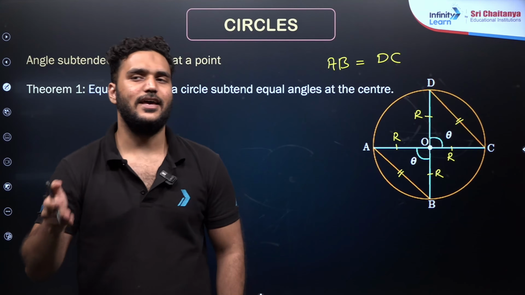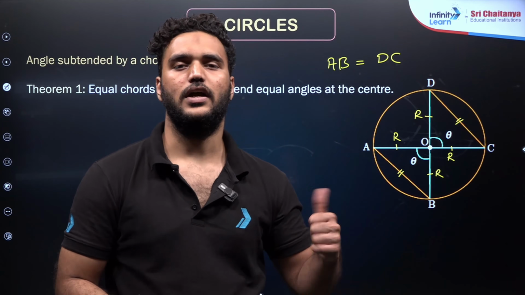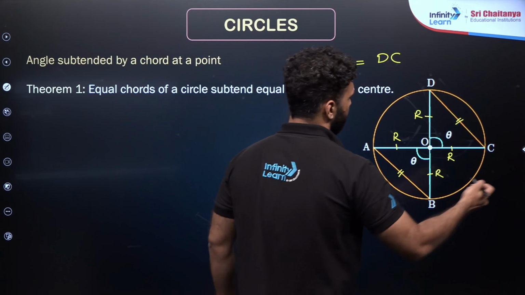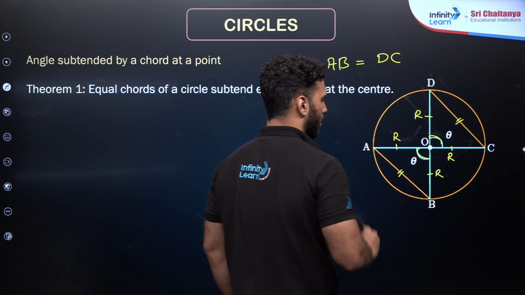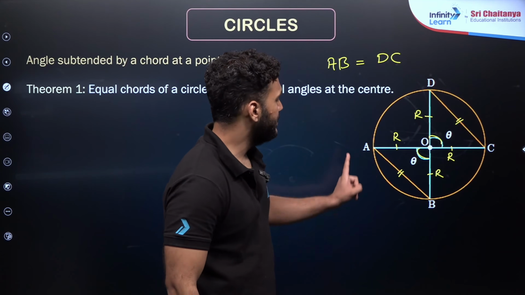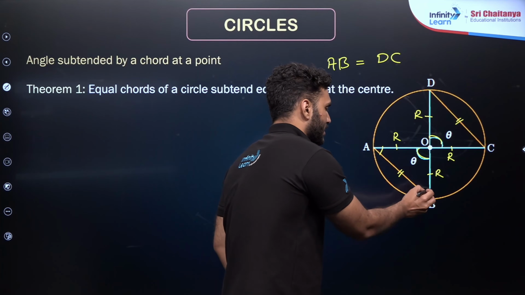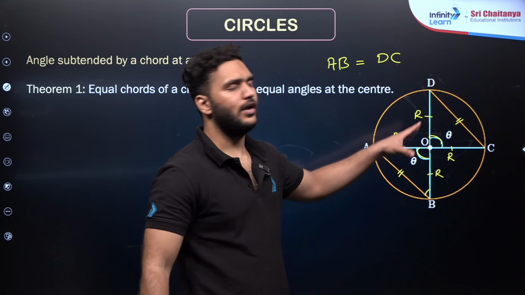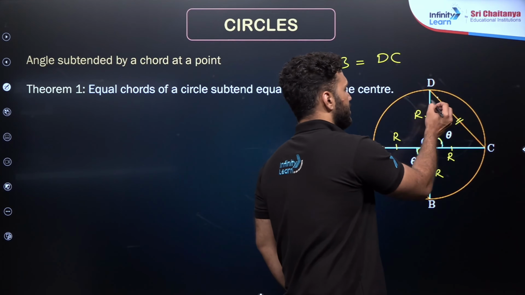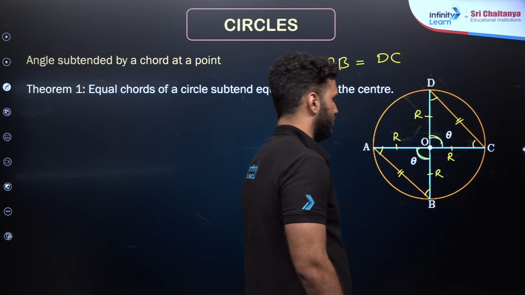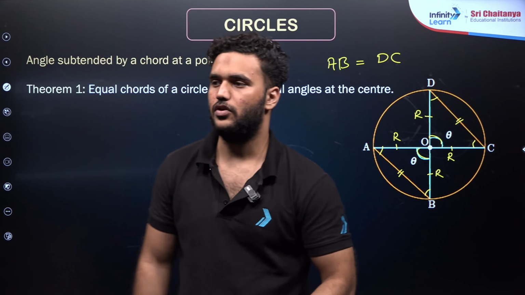Now using SSS, you can prove that these two triangles are congruent, and using the property of congruent triangles, you can prove this angle and this angle will be equal. And one more thing, can you see AOB is an isosceles triangle? Then this angle and this angle will be equal, and because they are congruent triangles, we can say this and this will also be equal. So these 4 angles will be equal and these two theta will be equal. So this is the first theorem.